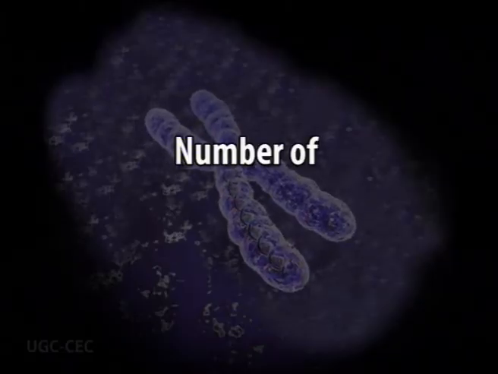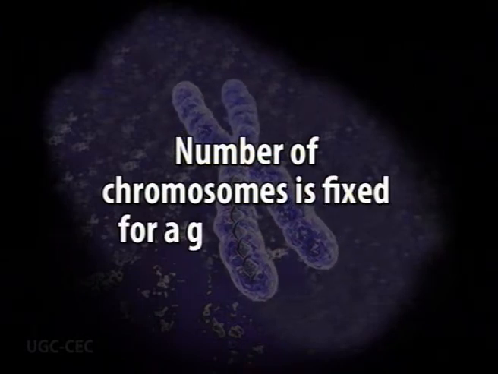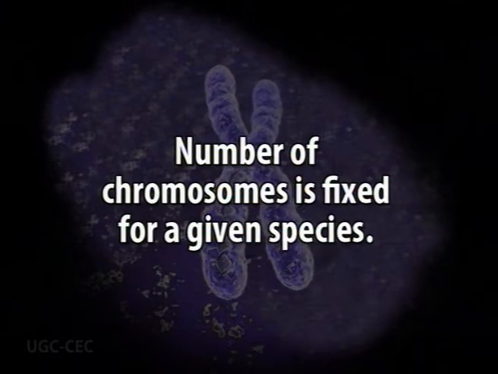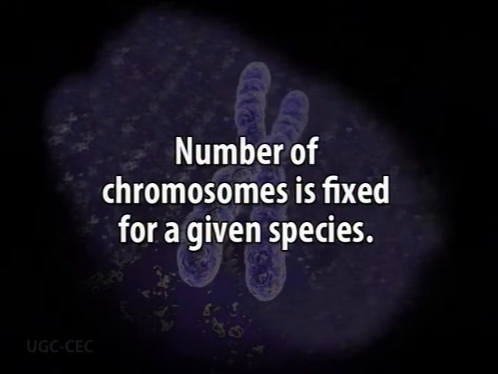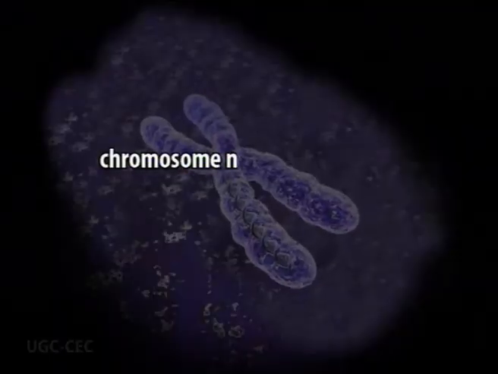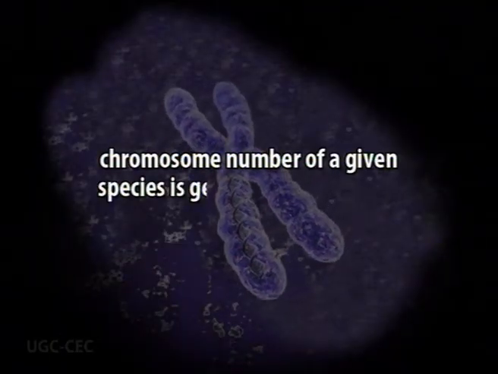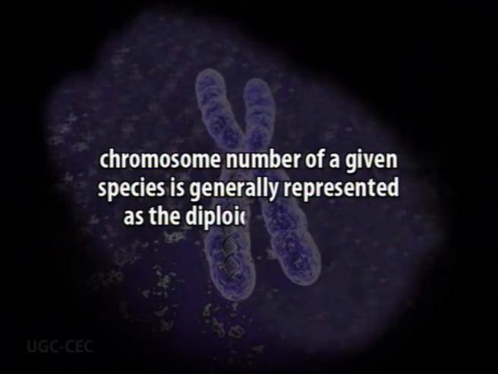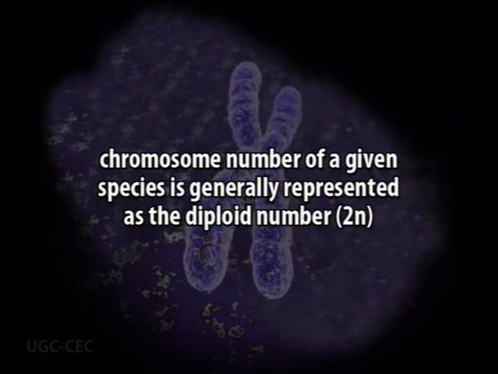The number of chromosomes is fixed for a species. It varies from a minimum of 2 to several hundred in different species of plants and animals. All individuals of a given species show the same chromosome number in their body cells. The chromosome number of a given species is generally represented as the diploid number since chromosomes occur in pairs.